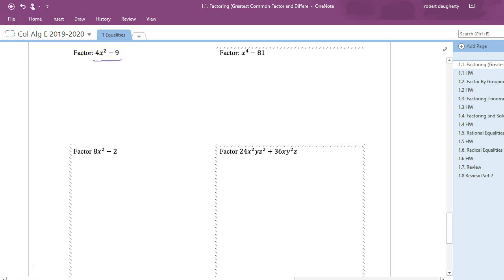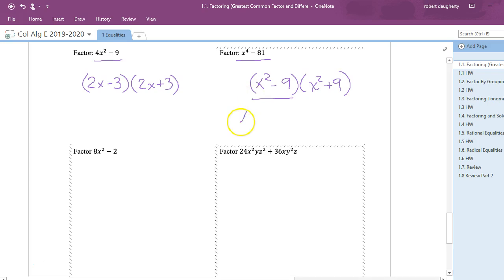4x squared minus 9, difference of two squares. That's going to be 2x minus 3 times 2x plus 3. X to the fourth minus 81. Difference of two squares. That's x squared minus 9, x squared plus 9. X squared minus 9, I can use the difference of squares yet again. This is x minus 3, x plus 3 times x squared plus 9.